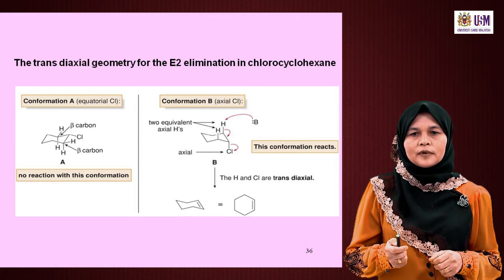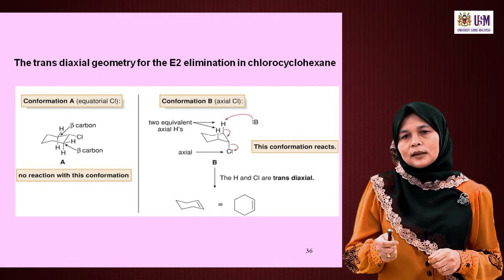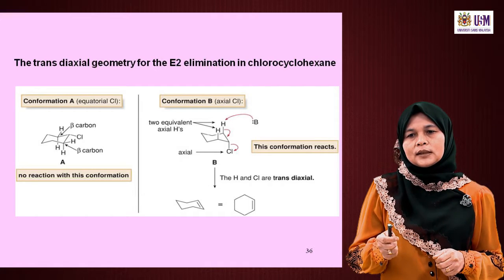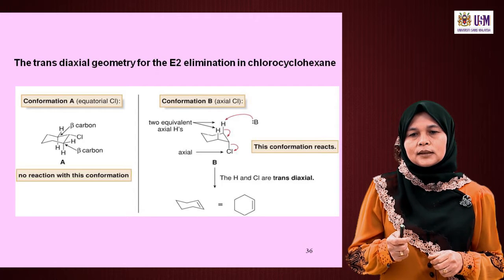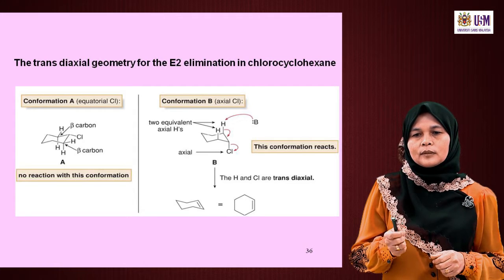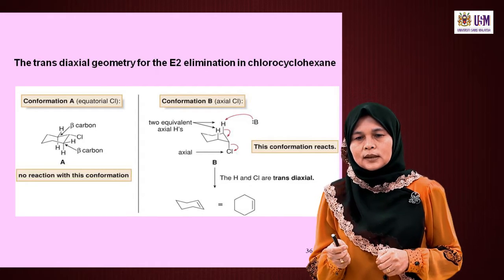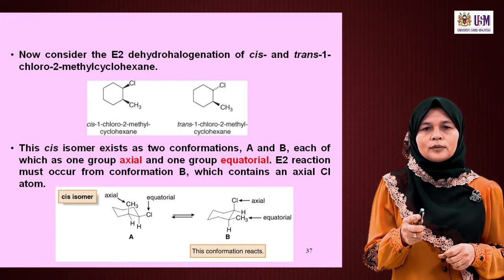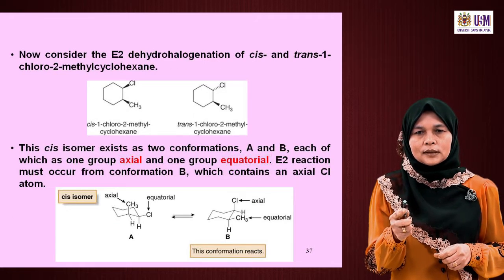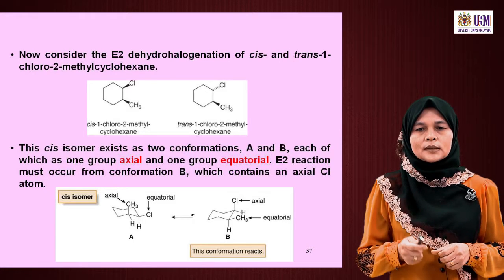conformation. But for conformation B, chlorine is at an axial position, and this conformation reacts. This is actually the H and Cl, whereby the position is trans diaxial, and they form a product. Now consider the E2 dehydrohalogenation of cis and trans 1-chloro-2-methylcyclohexane.